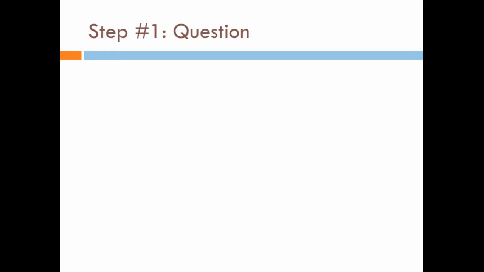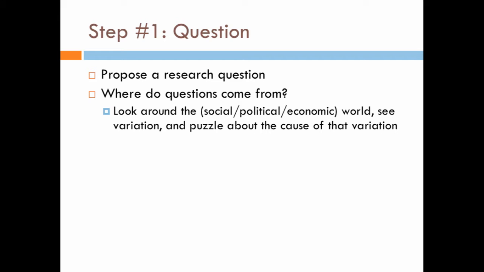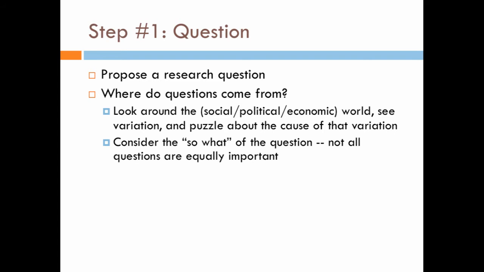The very first step of the process is to propose a research question. This sounds entirely simple, right? But where do research questions come from? There are questions everywhere. If you look around the social, political, economic world, you'll observe a lot of variation, and a curious researcher will puzzle about the cause of that variation. So we see variation in lots of things, but not all questions are equally important.